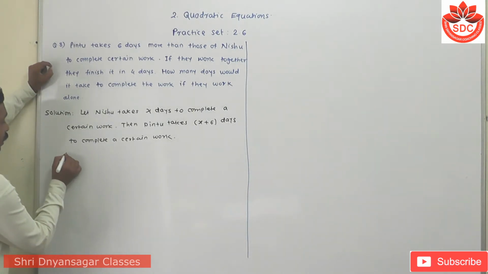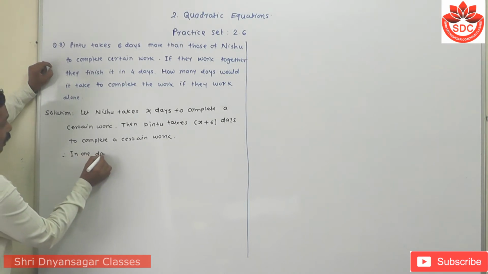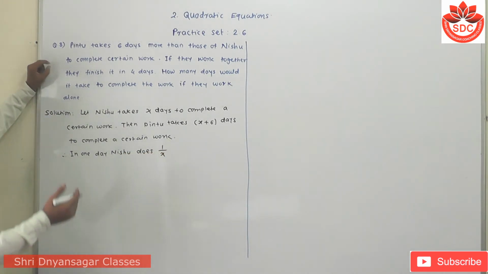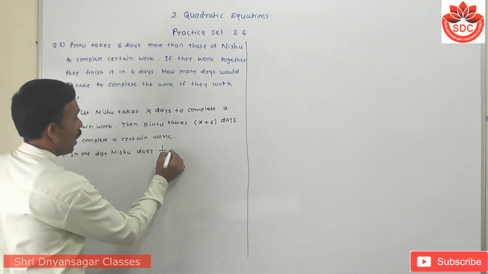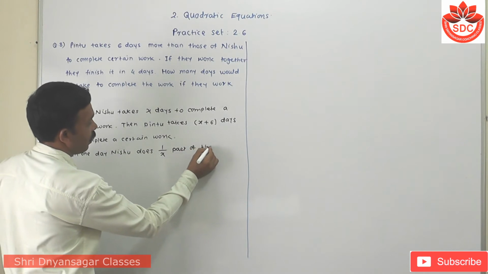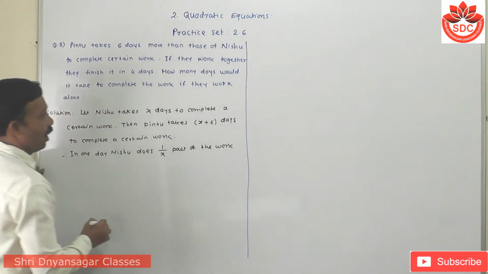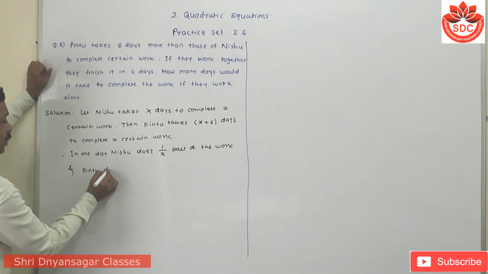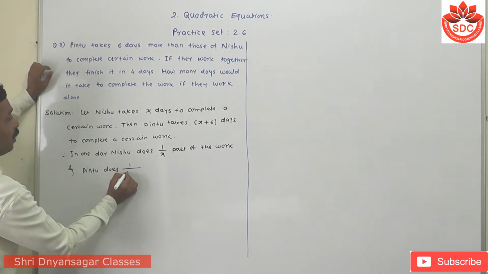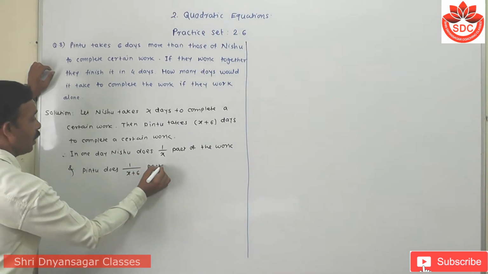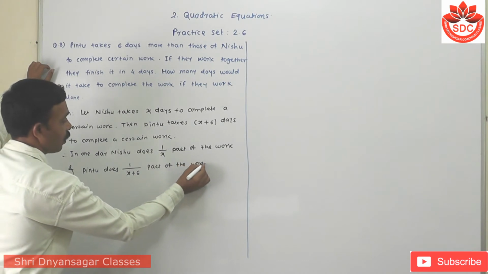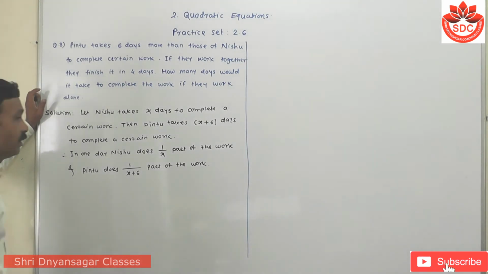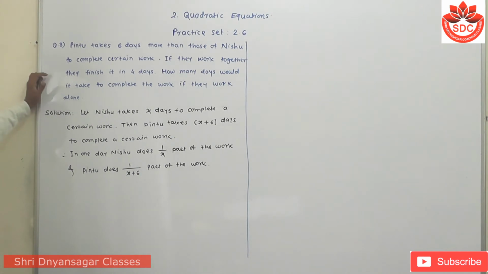Now therefore in 1 day Nishu does 1 upon x, means एका दिवसातला हा एवढा भाग झाला, 1 upon x part of the work, and Pintu does 1 upon x plus 6 part of the work. म्हणजेच पिंटूला 1 upon x plus 6 पार्ट लागेल. देन आता या दोघांनी मिळून एका दिवसात किती काम केलं आपल्याला याचा विचार करावा लागेल.